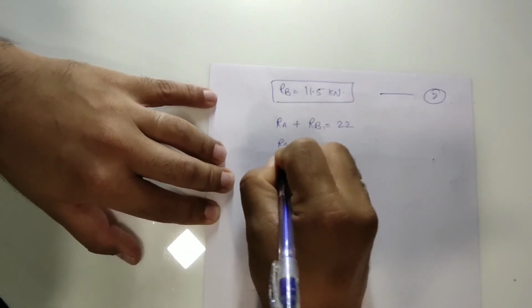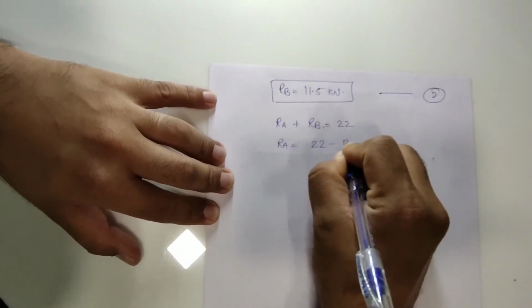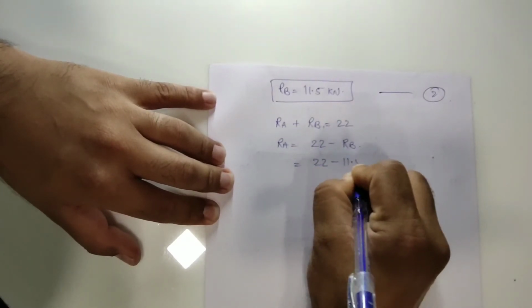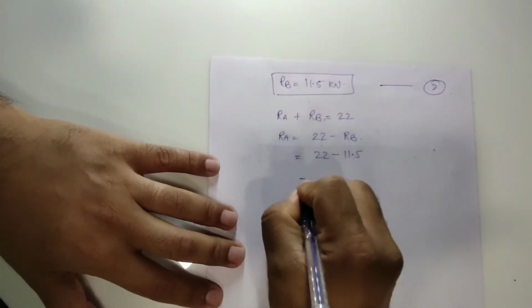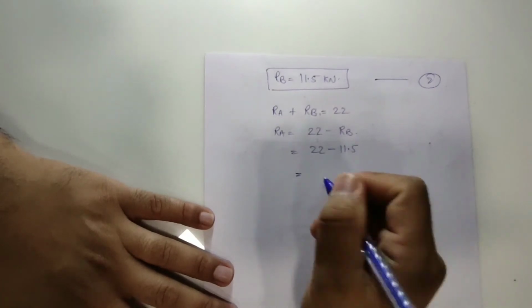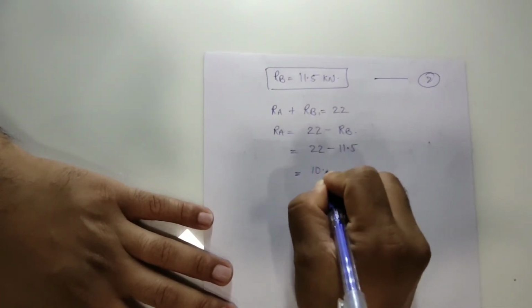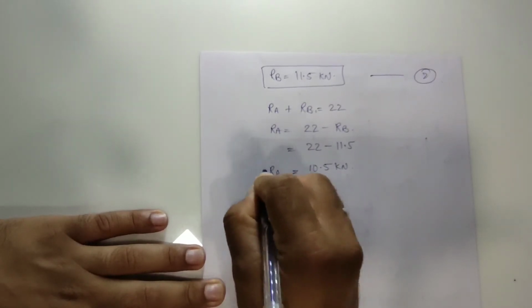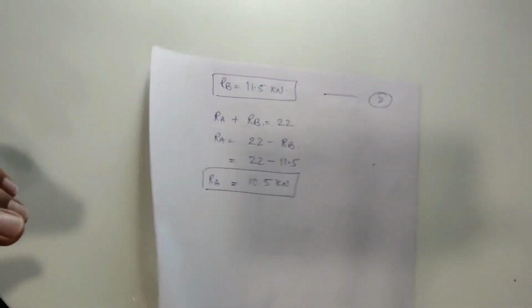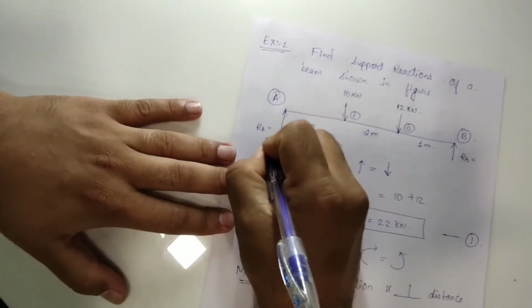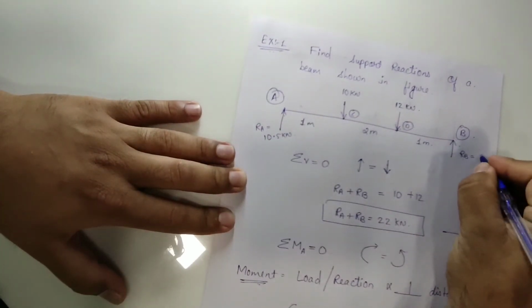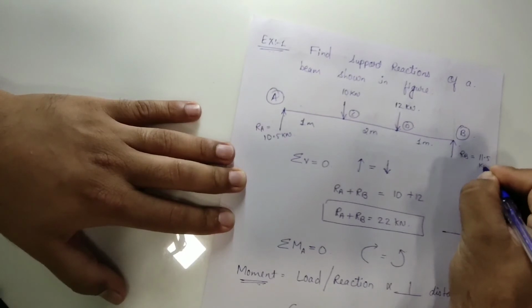So RA is equal to 22 minus RB, which is equal to 22 minus 11.5. The answer would be 10.5 kilonewton. So we have found out both the support reactions. RA is equal to 10.5 kilonewton and RB is equal to 11.5 kilonewton.